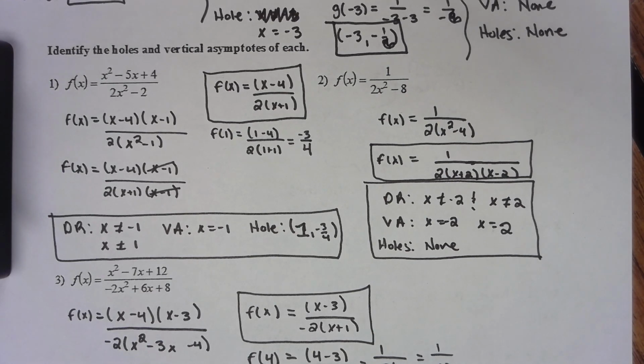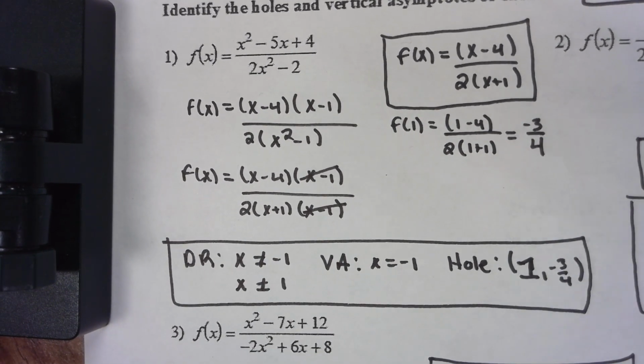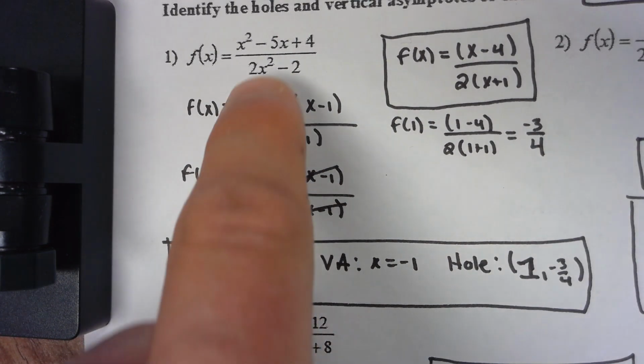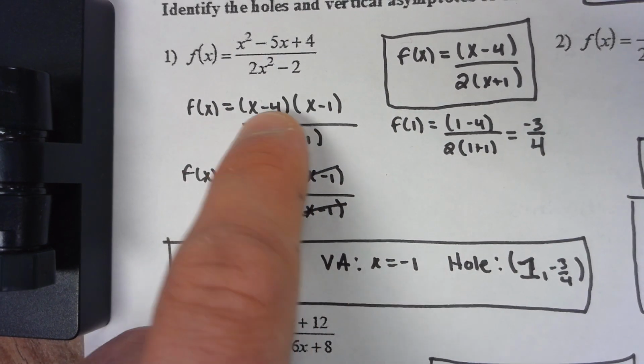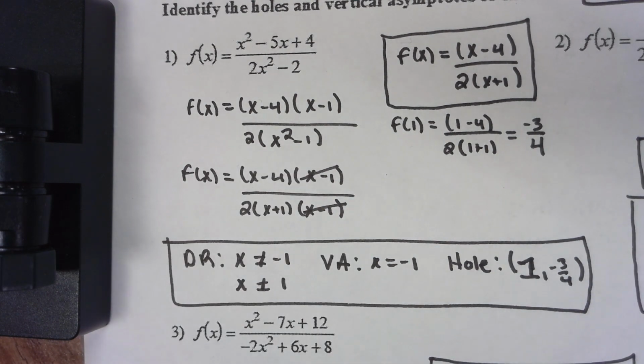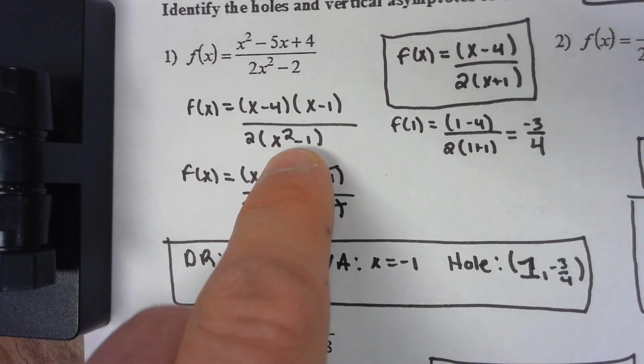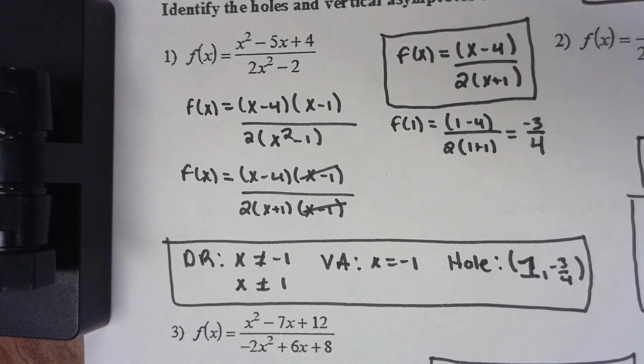After that, the vertical asymptotes and holes, that's going to take practice. Okay, so let's look at all these here. So number one, this is me just factoring. The numerator factors to x minus 4, x minus 1. The denominator, I notice there's a GCF of 2. So I'm going to take that 2 out, and then I have this x squared minus 1.